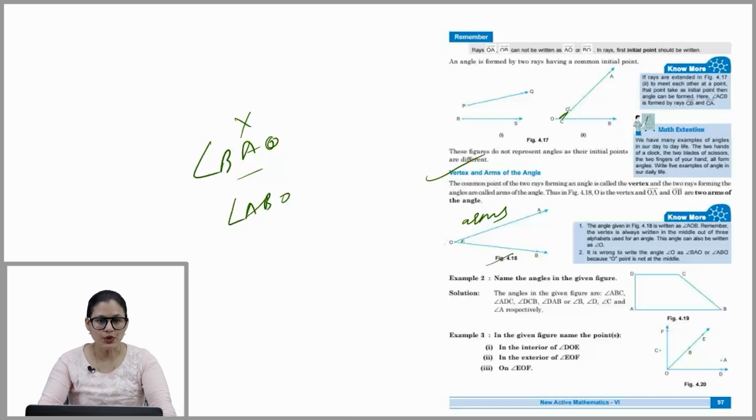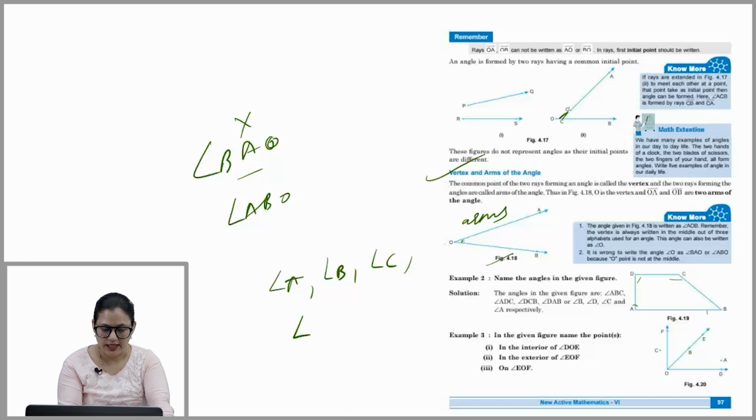Example 2, name the angle in the given figure. So these are the 4 vertices. So angle A, angle B, angle C and angle D. These are the 4 angles, or you can also write angle ABC, angle ADC, angle DCB, angle DAB, right?